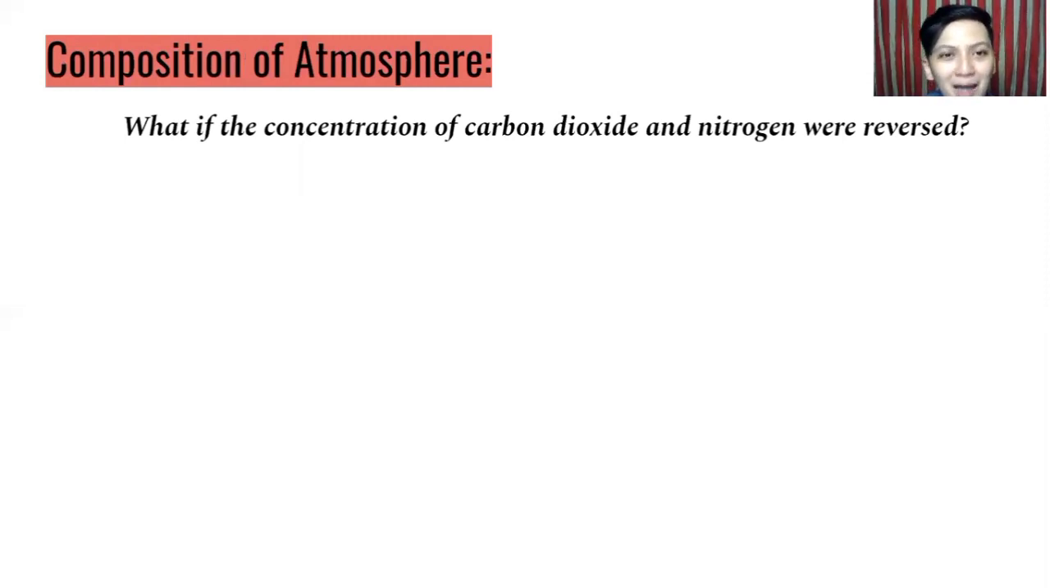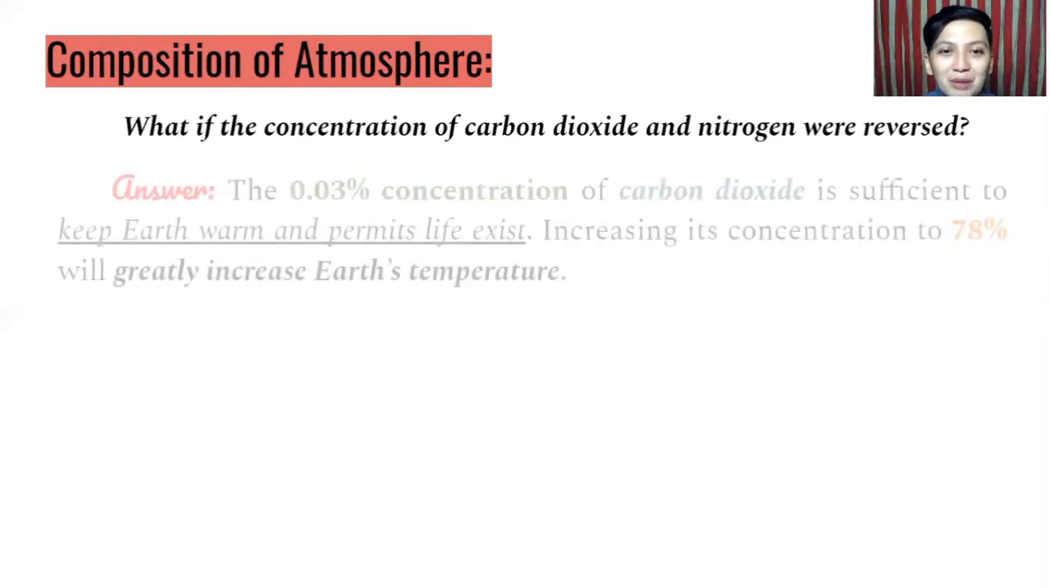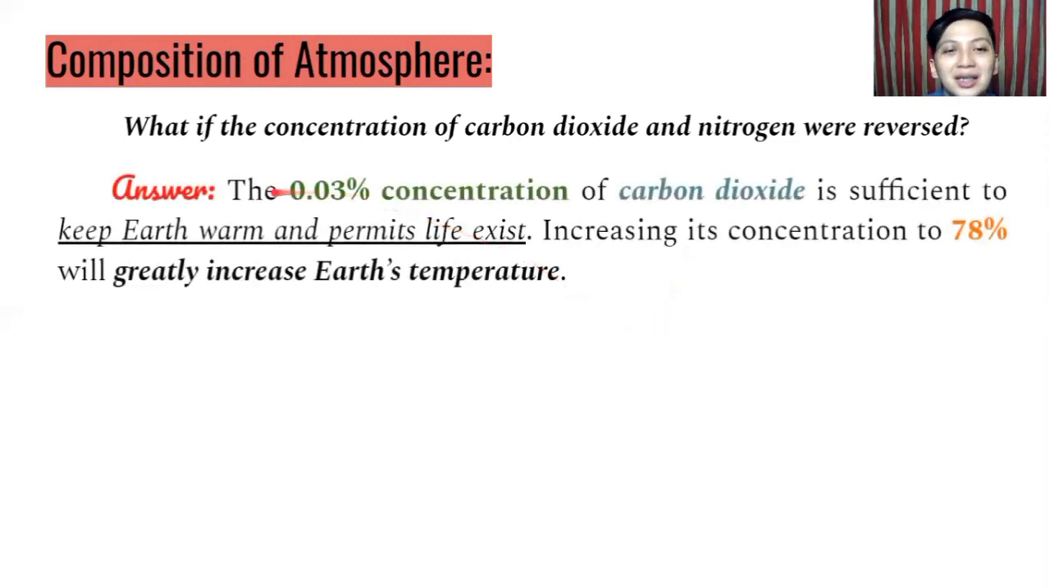And then, next question is, what if the concentration of carbon dioxide and nitrogen were reversed? Paano nga ba ito mangyayari? Diba? At what if kung mangyayari ito? What will happen? So the answer is, the 0.03% concentration of carbon dioxide is sufficient to keep Earth warm and permits life to exist. Increasing its concentration to 78% will greatly increase Earth's temperature. So, yun naman yung medyo bad side.